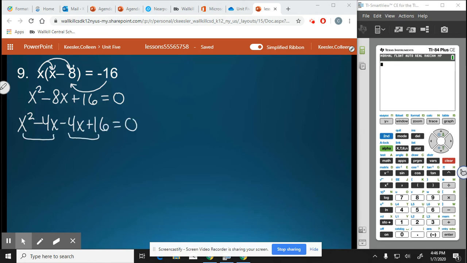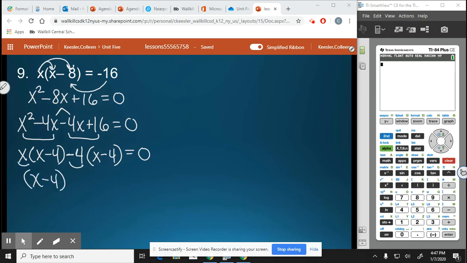Group. Remember those two negative 4s replace the negative 8. In the first grouping, I can take out x, and I'm left with x minus 4, because x times x is x squared, and x times negative 4 is negative 4x. The second grouping, I can take out negative 4, which leaves me again with x minus 4, because 4 times x is 4x, and negative 4 times negative 4 is positive 16, equals 0. So my common binomial factor is x minus 4, and my second binomial is also x minus 4.